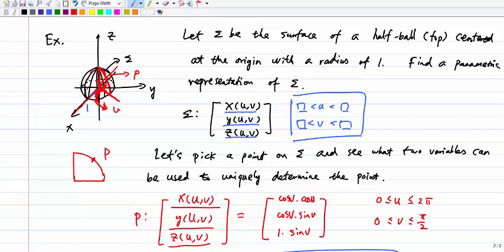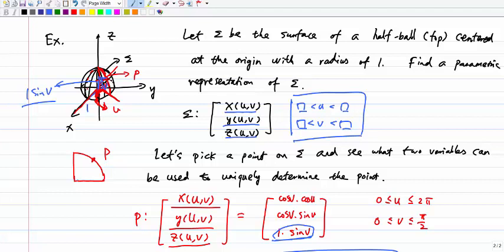Now to compute the functions x, y, z, we figure out: if I give you u and v, what is my x, y, z? z is relatively easy because z is just the height. How high is this one? This angle is v, so this angle is also v. Because the radius here is always 1, the height is 1 times sine v.